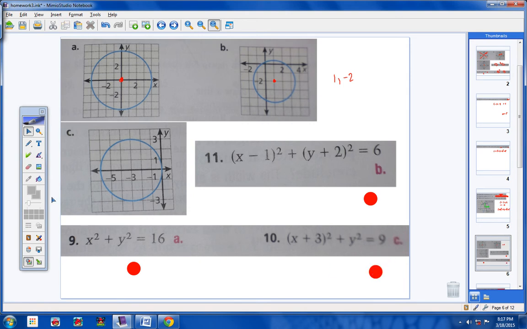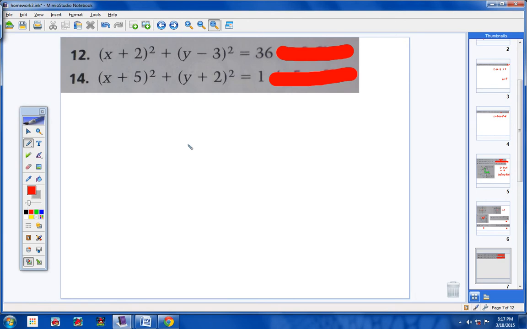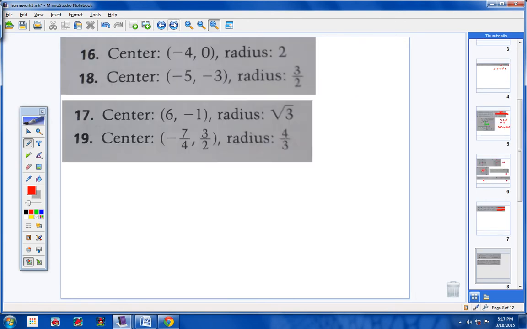Let's go ahead and take a look at C. Here's the center right here, which would be -3, 0. Okay, so if that's the center, then -3 would be a +3, and of course for a 0 right here, we just have y squared. So there we go. Alright, moving on to numbers 12, 13, and did I cover some of these up here?